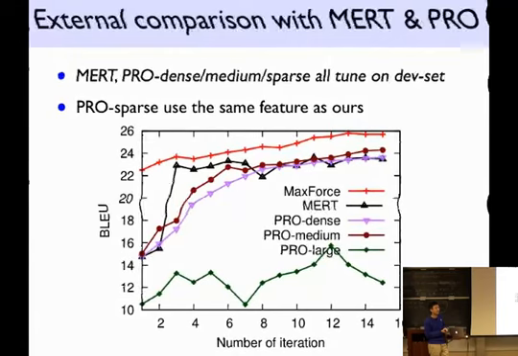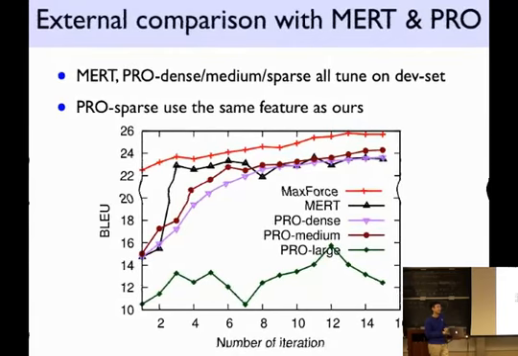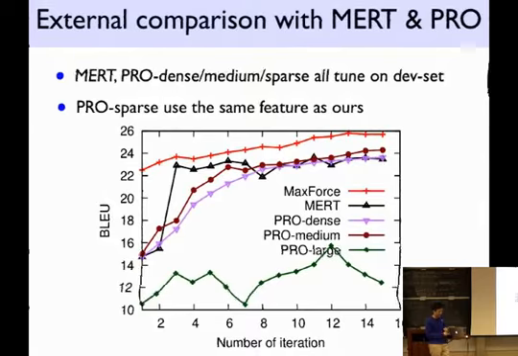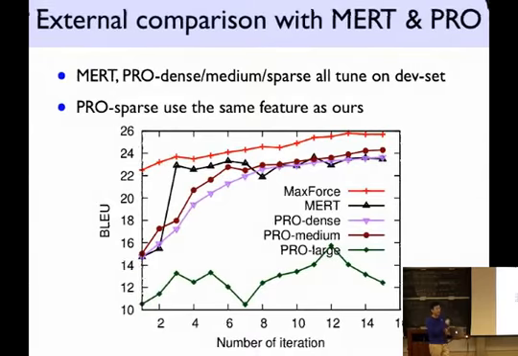I don't mean literally tuning on the dev set for max force, but just having a learning curve where you vary the amount. That's an interesting experiment to do, like how much data, as you have more data and increase it. Yeah, for PRO as well. I'm just curious. That should be a good experiment to do.